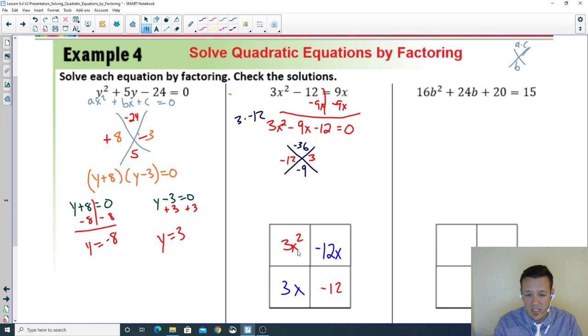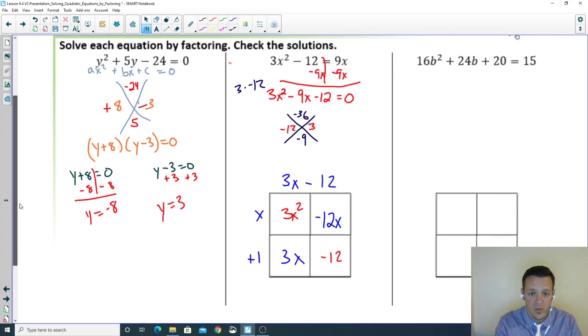The answer is, let's see what actually does. We'll go verticals. That's the easiest, right? It's 3x they share, and this is a negative 12 that they share here. This would be an x, and then this would be a plus 1. So there are your two answers.